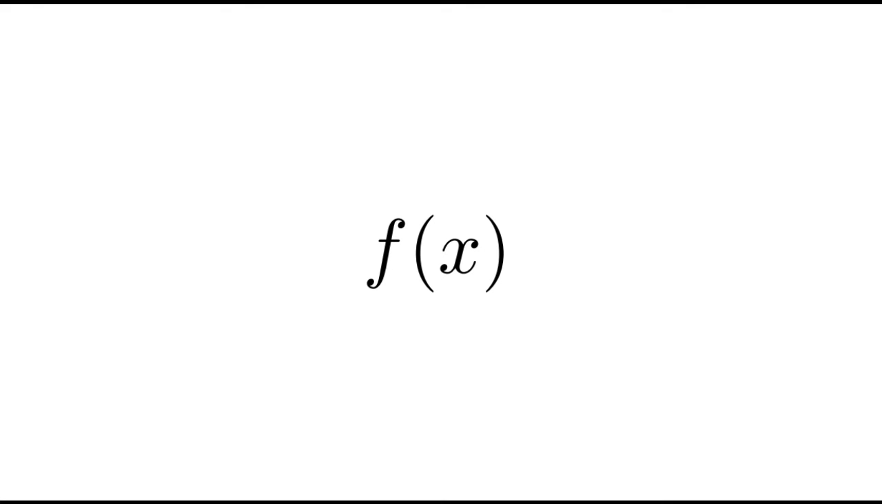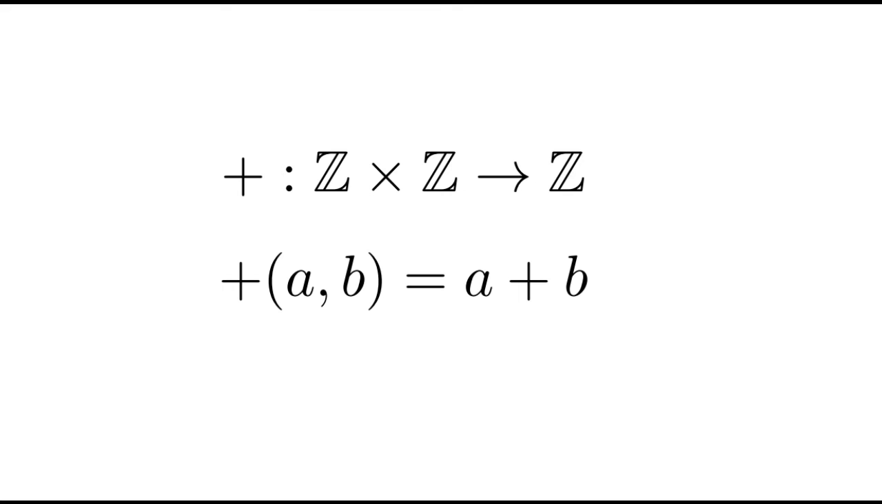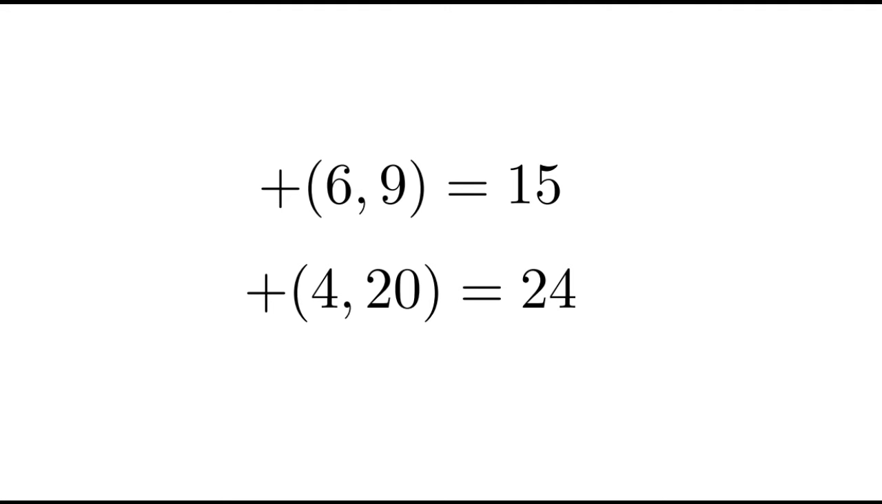So let's talk about some different types of functions. Binary operations are examples of functions. Addition, multiplication, subtraction, functions. Yes, I'm going to ruin your first grade math class by formalizing it. I'm not sorry. Let's consider a function which we'll call plus, that takes an input from the domain Z cross Z and maps it to an output in the codomain Z. Now let's define it by plus of (a, b) equals a plus b. In other words, plus of (6, 9) equals 15, and plus of (4, 20) equals 24.